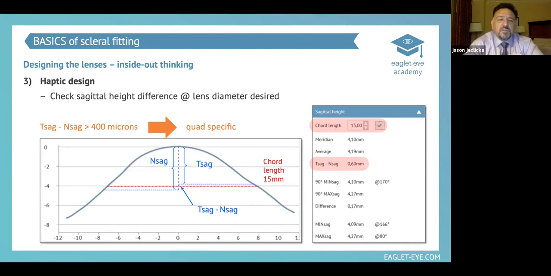And again, as we look at the potential need for quadrant-specific lenses, we can look at our temporal sagittal height versus nasal sagittal height factor, as you see on this box on the right, which shows a 600 micron difference in temporal sag versus nasal sag, which is a clear indicator. Anything above 400 microns would benefit from a quadrant-specific lens. So all of this data is readily available through our profilometry data cells.